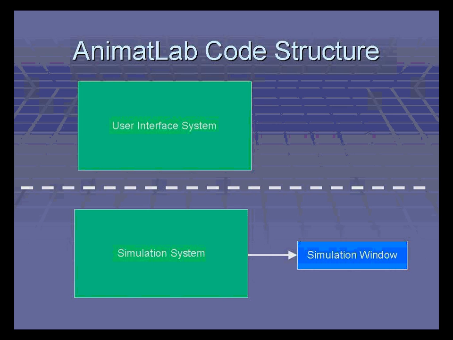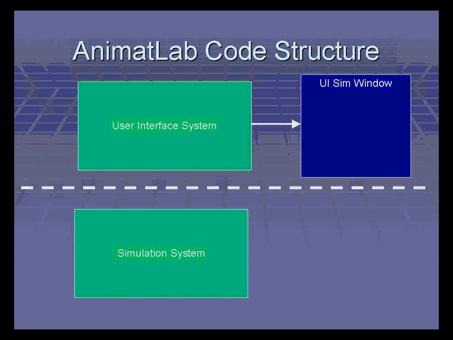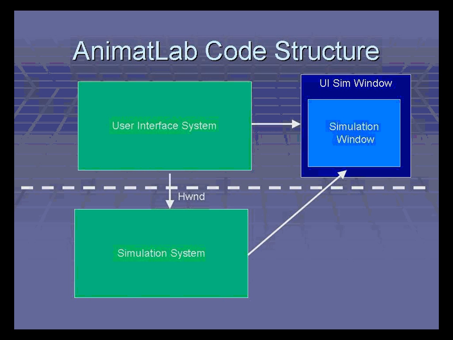When you run the simulation within the AnimatLab GUI, the program supplies the simulator with a window that it can use to display the simulation within the user interface system. The user interface first creates the simulation window within the GUI and then passes the HWind pointer to the simulation system. The simulator then creates its window using the HWind pointer given to it by the GUI.